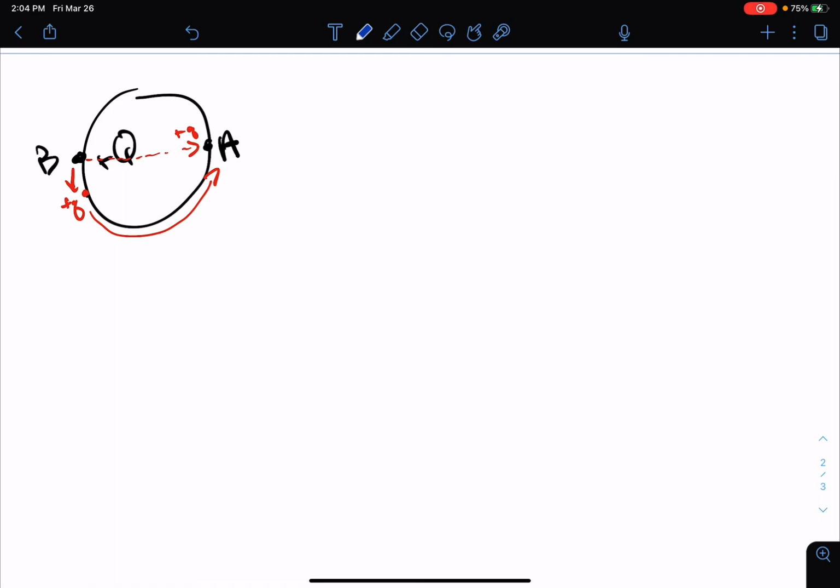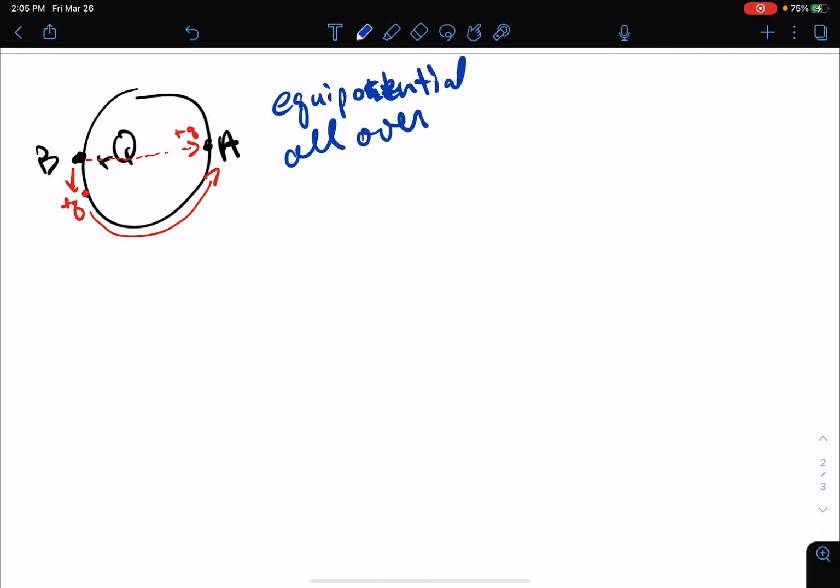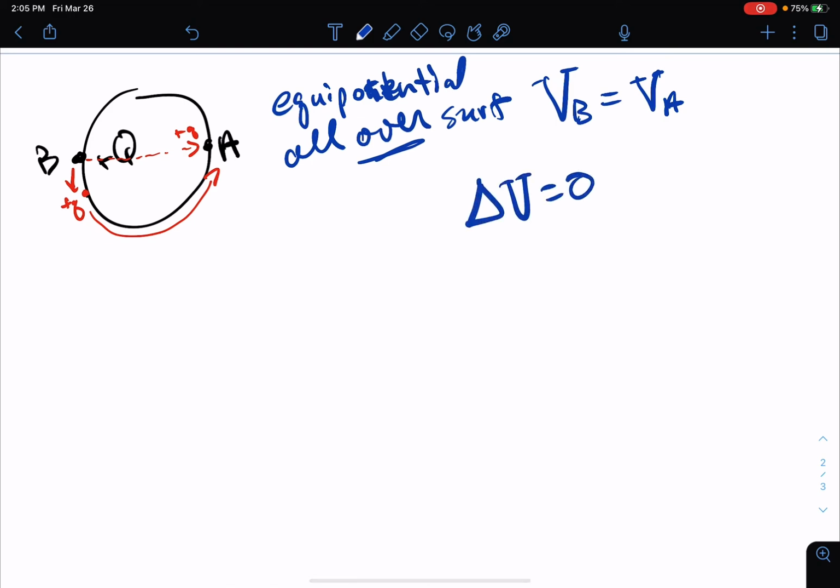Well, the thing to remember about a conducting sphere is its potential is the same all over the surface. So potential at B equals potential at A, like that, which means, and here's the point, even though I'm doing work, the amount of electrical work we did is equal to 0, right? So the delta V is 0. They're equal to each other.